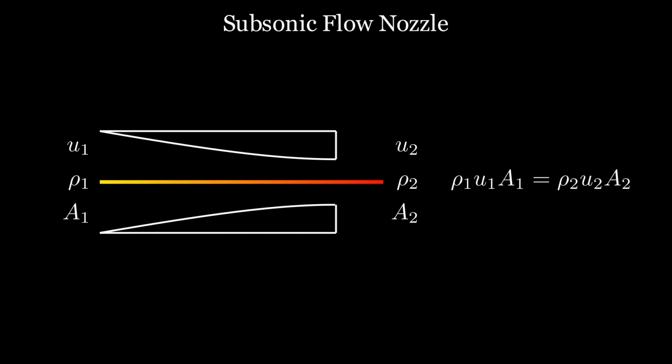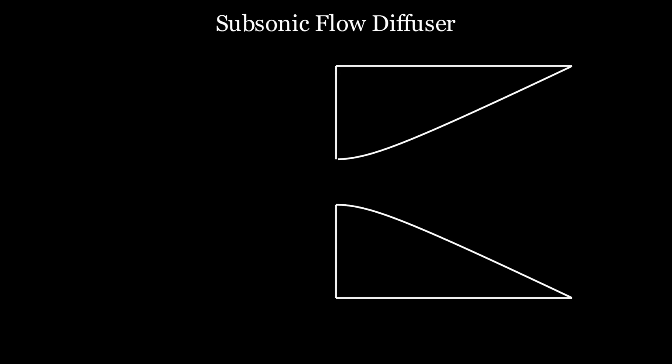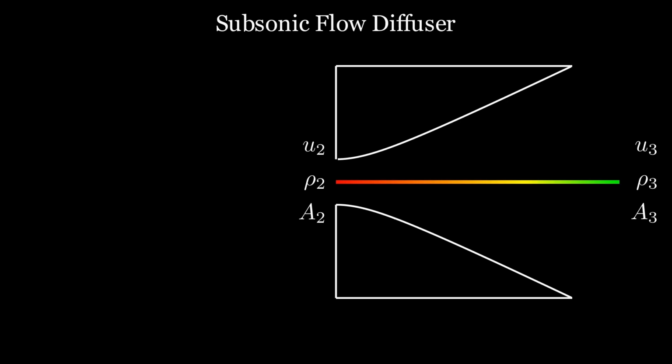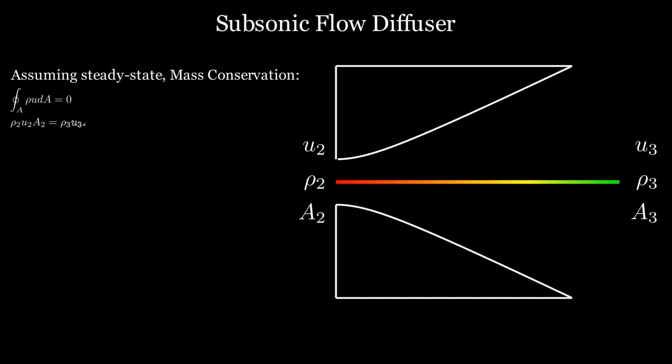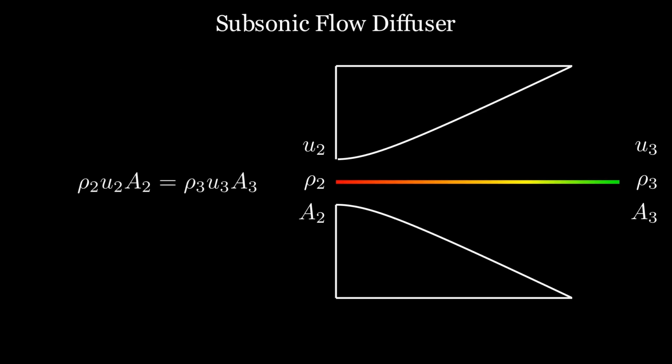Now, for the opposite situation. Now this is a subsonic diffuser. It is very similar to the nozzle, the only difference is that it's going small to large in terms of area. Running through the same math, we arrive at the same equation. Only this time, we learn that as the area increases, the velocity decreases.